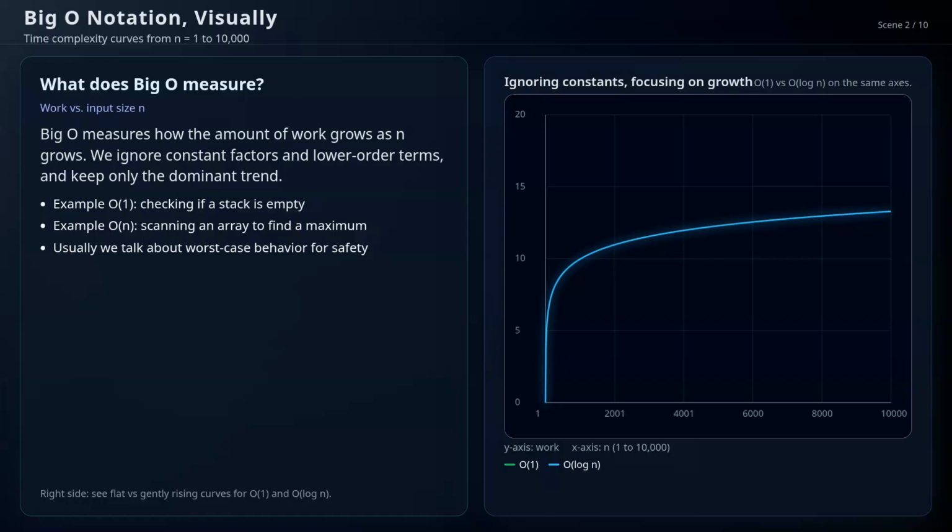We ignore constant factors and small differences, and focus on the general trend of the curve. For example, an algorithm that always does about the same amount of work no matter how big n gets is called O of 1, or constant time. One that doubles its work when n doubles is O of n, or linear time. We care most about the worst case behavior, because that tells us how bad things can get.